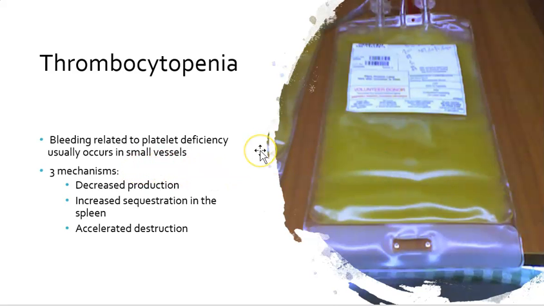So the bleeding for this is going to be related to a platelet deficiency, and this is going to be occurring in the small vessels, like the vessels in the brain. So we could have a couple different things that are causing this: decreased production, increased sequestering in the spleen, or accelerated destruction. A lot of times oncology patients, especially if they're running a fever, because a fever will eat platelets like crazy, they'll end up getting thrombocytopenia, so they'll need quite a few platelet transfusions. This does also require a blood consent because it is a blood product.